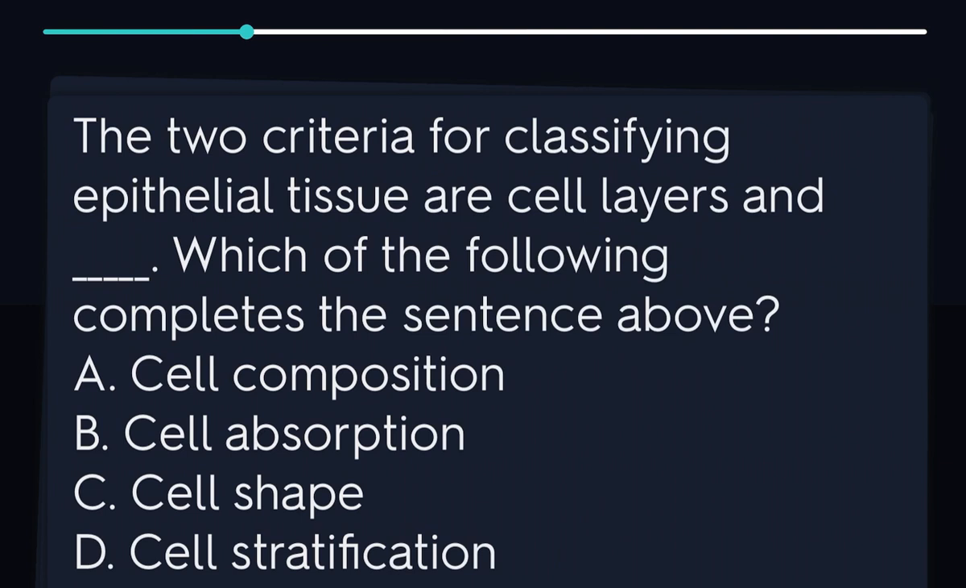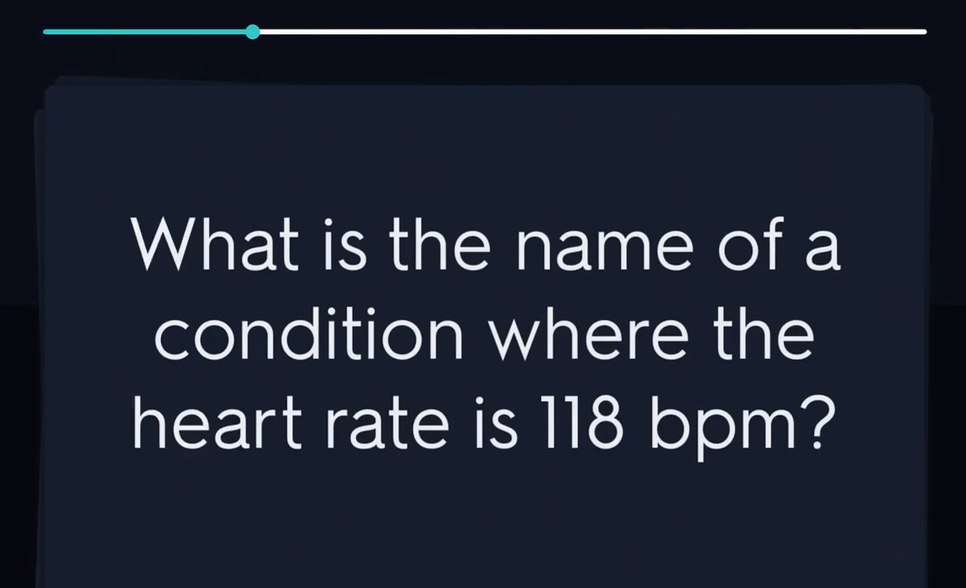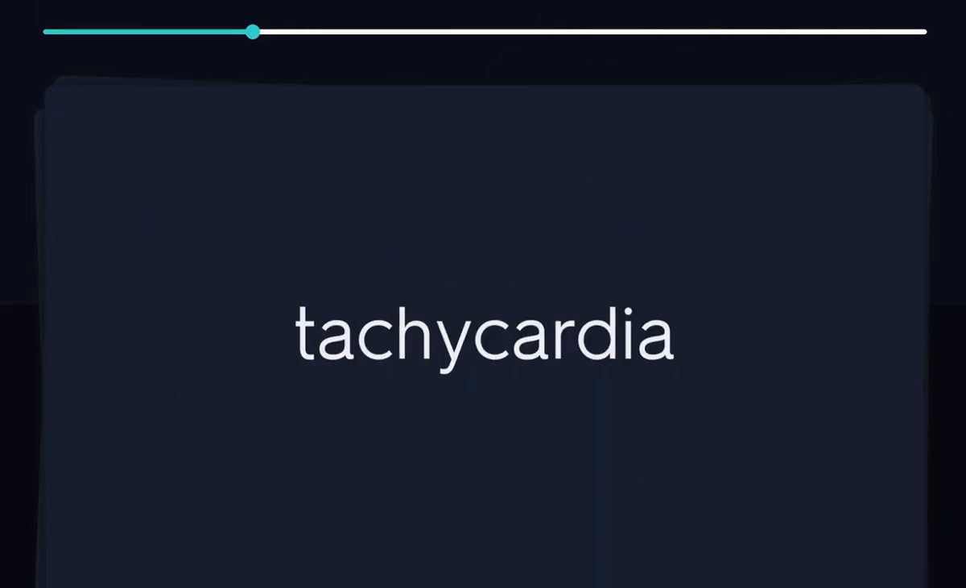The two criteria for classifying epithelial tissue are cell layers and blank. Which of the following completes the sentence above? A. Cell composition, B. Cell absorption, C. Cell shape, D. Cell stratification. Cell shape. What is the name of a condition where the heart rate is 118 bpm? Tachycardia.